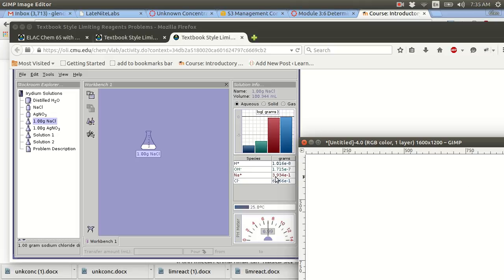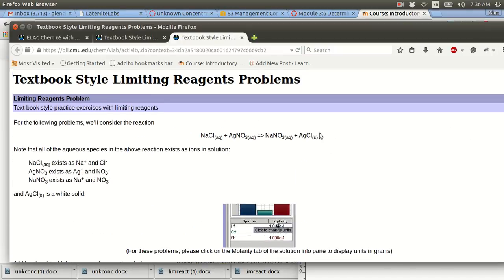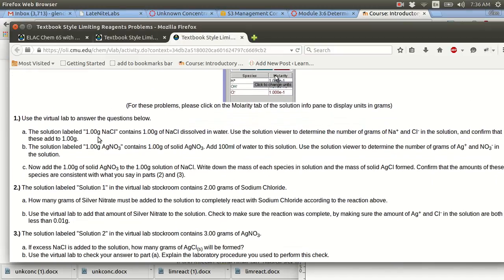What about this number? 3.934 e minus 1. What does it mean? It means 3.934 times 10 to the minus 1 grams. And what does that mean? It means 0.3934 grams. So in number 1a, you must add this number and verify that they add to 1.00 grams. Your answer for number 1a will be either yes or no.